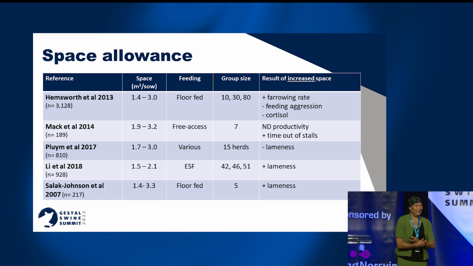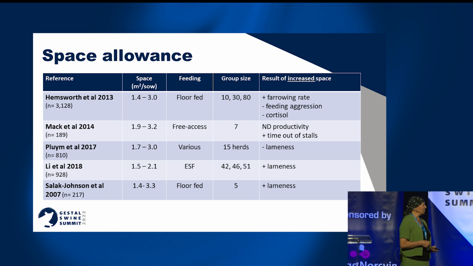Space allowance. Again, another important area where I don't think we really have the final answer yet. David was talking about 1.8 to 2.4 meters squared, and certainly that appears to be the ballpark, right? Again, looking at the research, it depends. We've got a range of different space allowances, but everybody's kind of looking at this range, 1.4 being the lowest, but 1.5 to over 3 meters squared. Multiple different feeding systems were represented here in the research, different grouping sizes, but a range of results.